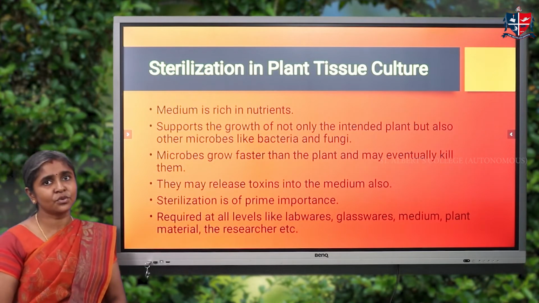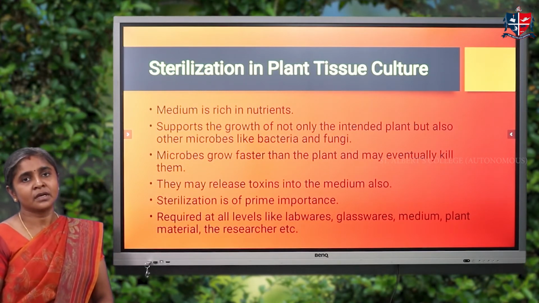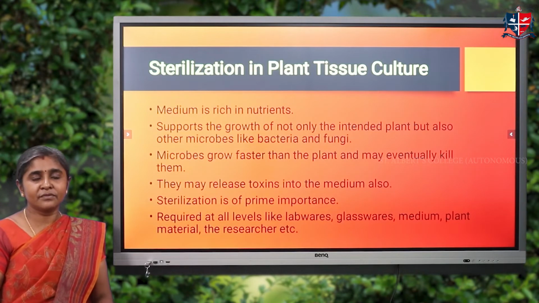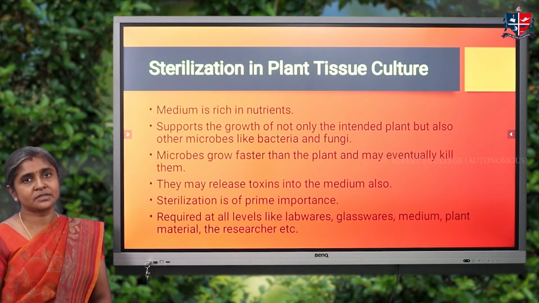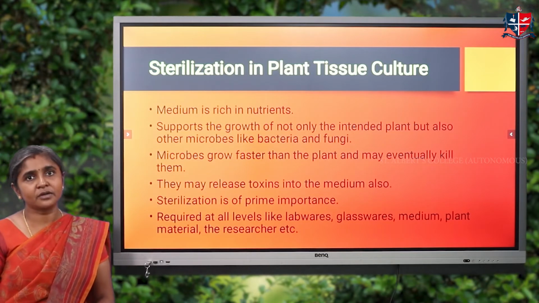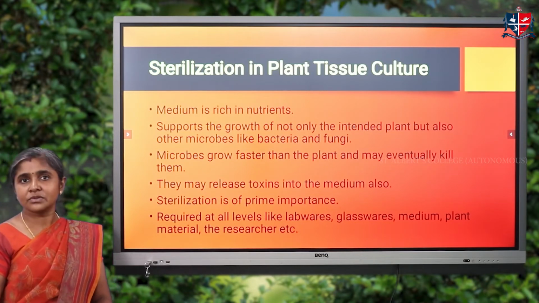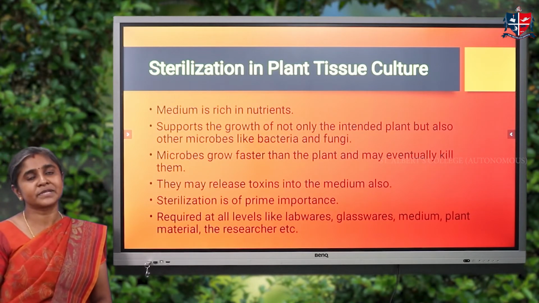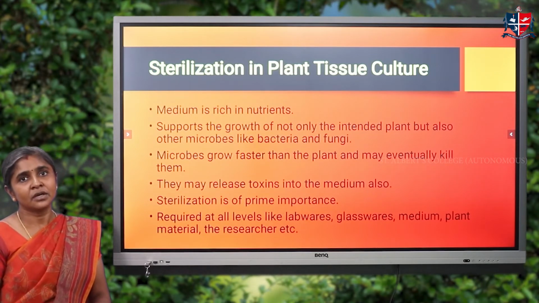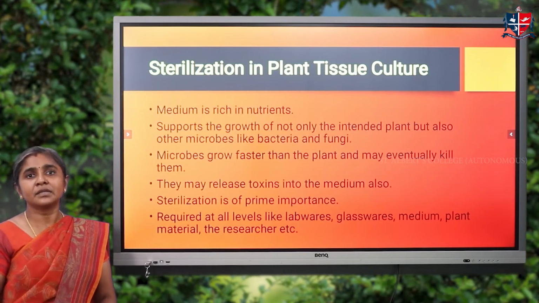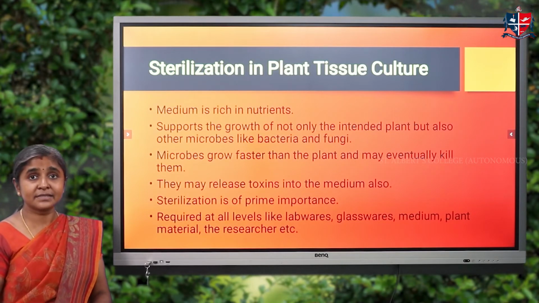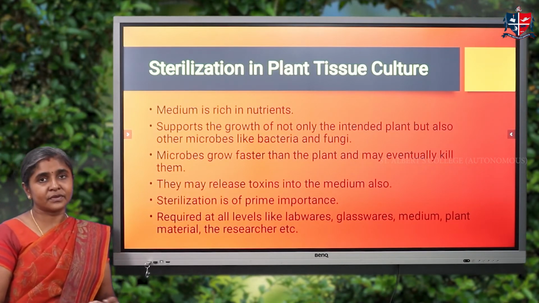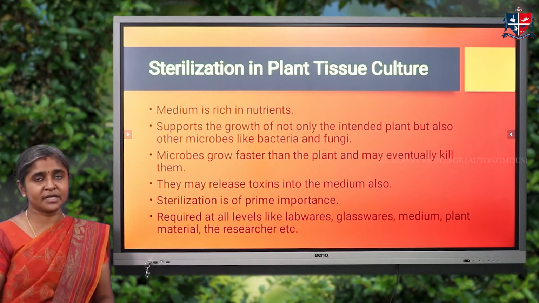So, why do we need to go for a sterilization procedure? We use medium for doing plant tissue culture and this medium contains rich nutrients. So, nutrients, they support plant growth, but at the same time they also support the growth of other microbes like bacteria and fungi. So it is all possible that when we use the nutrient medium, the medium is used by bacteria and fungi for their growth.